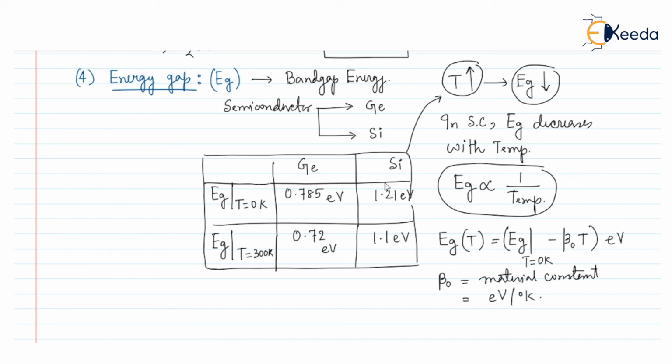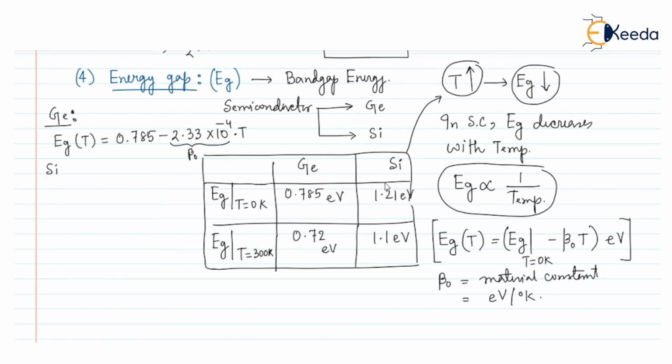For germanium, this equation of Eg(T) will be of this form: Eg of capital T, that is the band gap energy at any temperature T, will be 0.785 minus 2.33 into 10 to the power minus 4 into capital T. That is, the beta 0 value for germanium is 2.33 into 10 to the power minus 4.